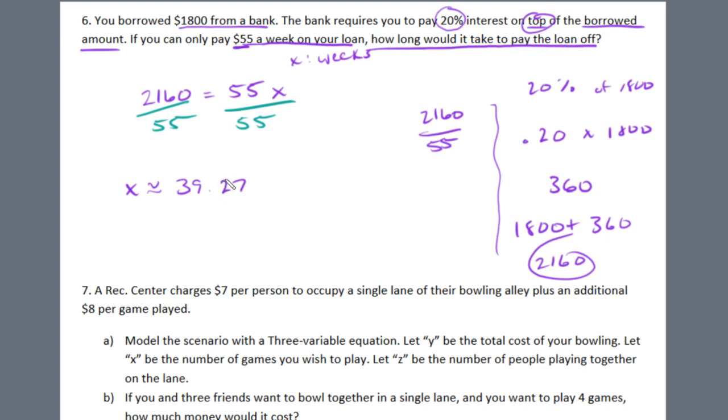So what I would do is I would round up, right? Or if you really wanted to get technical, I would break one into sevenths and then figure out how many sevenths of 1.27 is, but that's a little confusing. I would rather just say that it would take you the 40th week to pay your loan back, right? Because on the 39th week, you have not paid your whole loan back.